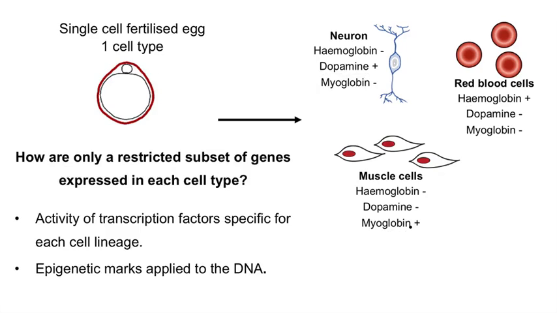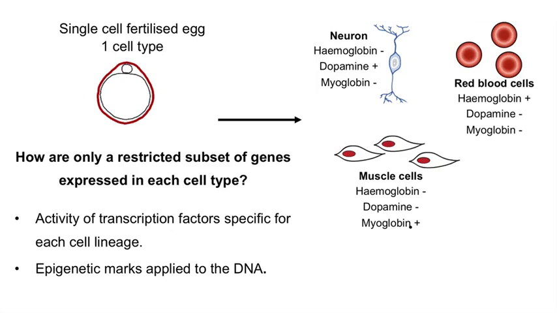So then the question becomes, well, if each cell type is defined by the genes that are expressed, how can a different set of genes be expressed within each cell? How does the cell know which one to make, which genes to express? And this is by a combination of two things. It's the activity of transcription factors that are specific for each cell lineage. So by that I mean these proteins that have sequence specificity in their binding, and they bind to the promoters of genes to allow and activate or repress the expression of particular genes.